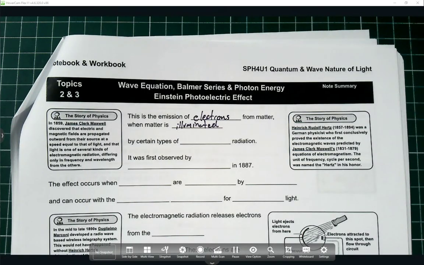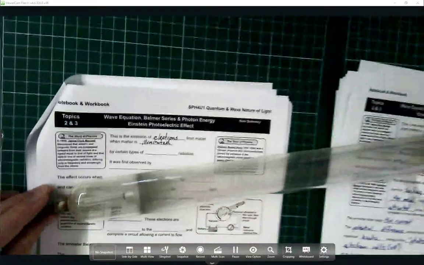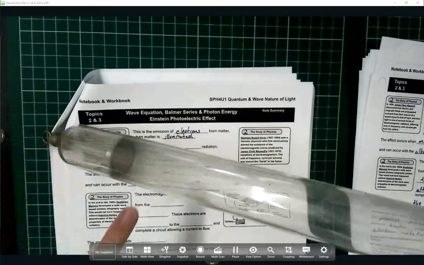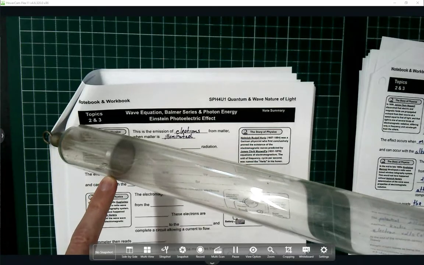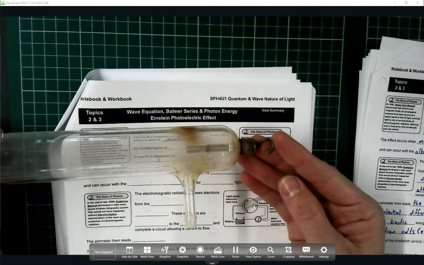But what's the stuff that we're shining the light on? I have this device here, and I'm going to treat it as a model of the device that we're talking about. I've got a piece of metal at one end, encased inside of this vacuum tube. And at the other end, I have an electrode. And of course, it's all encased within glass.